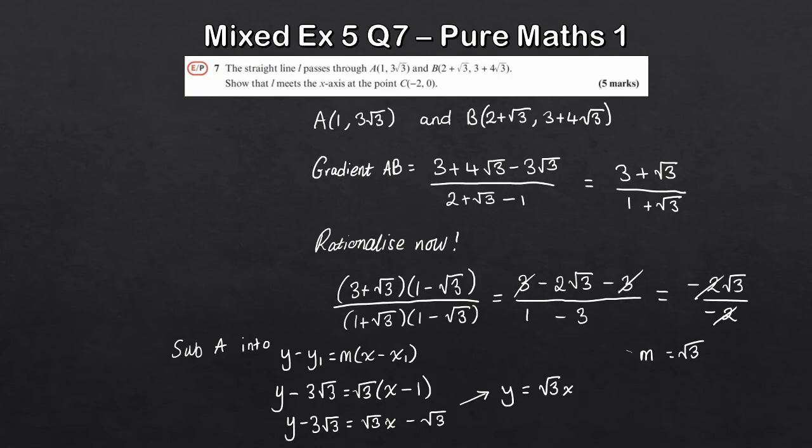So minus root 3 plus 3 root 3, I just get 2 lots of root 3 here. So plus 2 root 3. So what we actually want to show is that L meets the x-axis at the point minus 2, 0. So for that to be the case, in other words, y must be equal to 0.